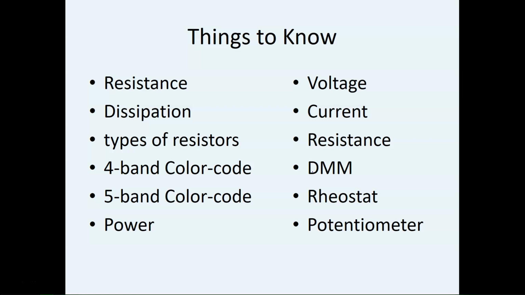How to do 3, 4, and 5 band color codes. I will have worksheets out there for y'all to look at, and we will work on some of those in class. You need to know what power is and how to calculate it, as well as voltage, current, and resistance. You need to know what a DMM stands for, which is a digital multimeter, and the difference between a rheostat and a potentiometer. And that is all for this.